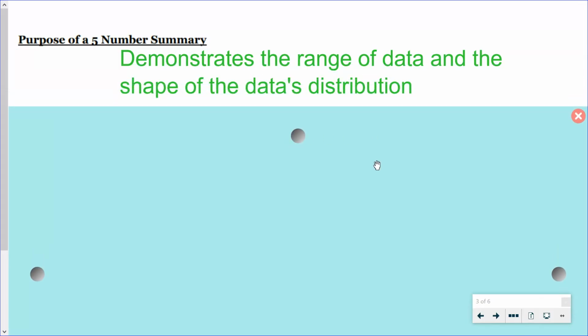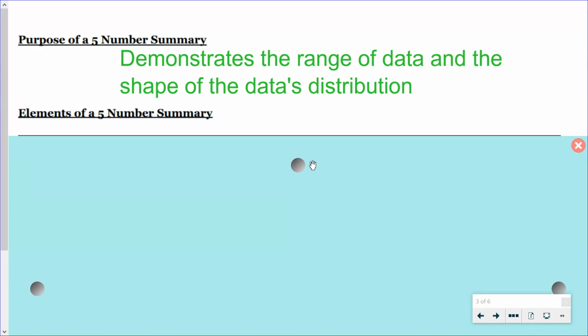And a 5-number summary demonstrates the range of data and the shape of the data's distribution. So it talks about how far apart your data is and where most of your data lies. Is it condensed? Is it spread out? How spread out? Is it spread out in some areas and more condensed in others? Okay, so looking at a bigger picture of what is this data story?